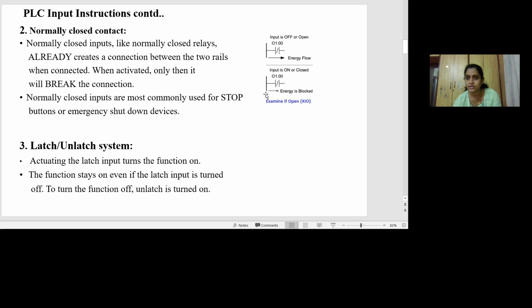This second image shows that here the contact is open. When the contact is open, there is no connection between the rails, and hence there is no current flow through the output coil. So all the output devices which are connected to the output coil will be turned off.